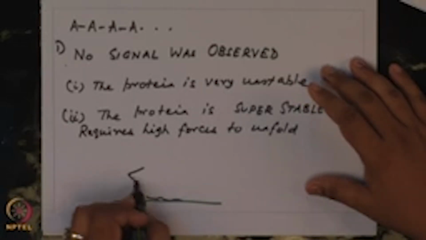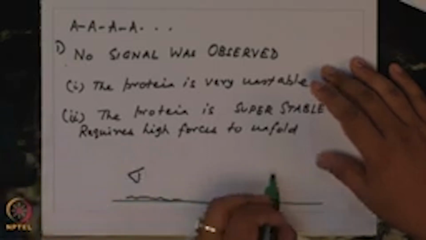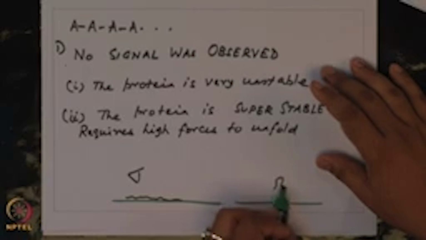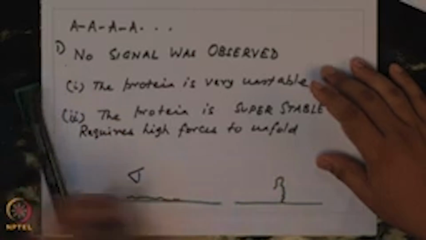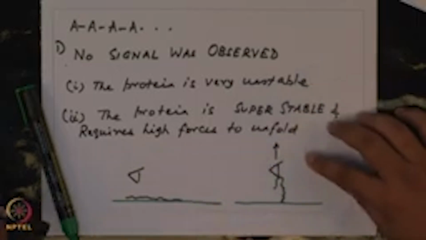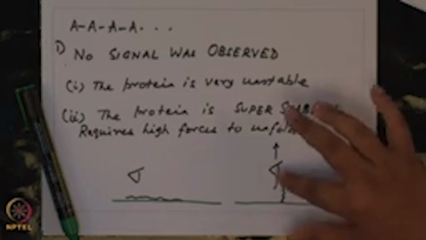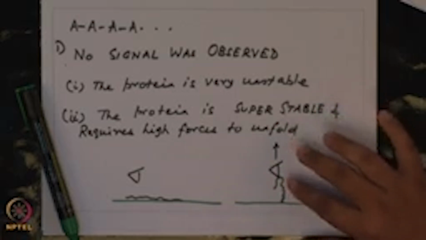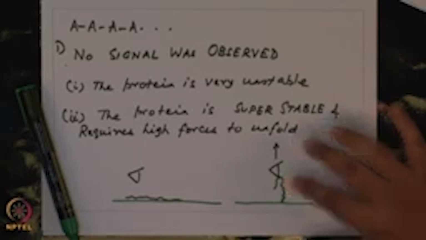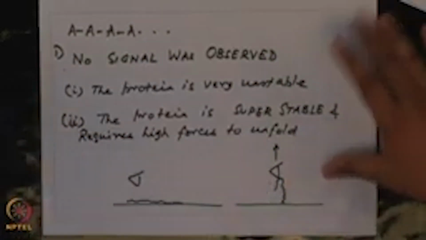When you pull up the protein, you reach this configuration, let us say. So, the tip is moving up and you are trying to pull the protein. The tip will be able to pull the protein only if the force required to unfold a domain is lower. Let me write it down here. So, you have this situation.